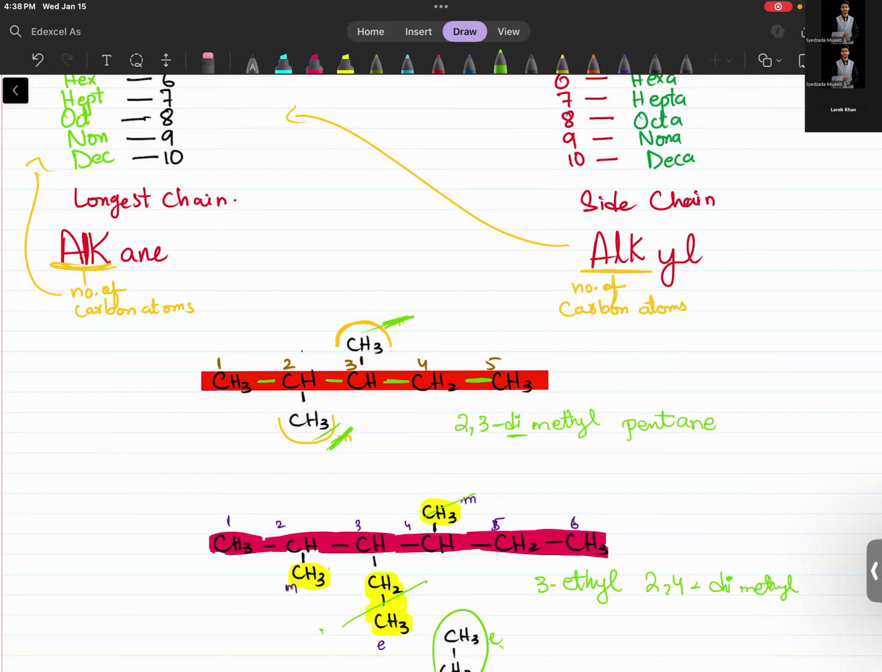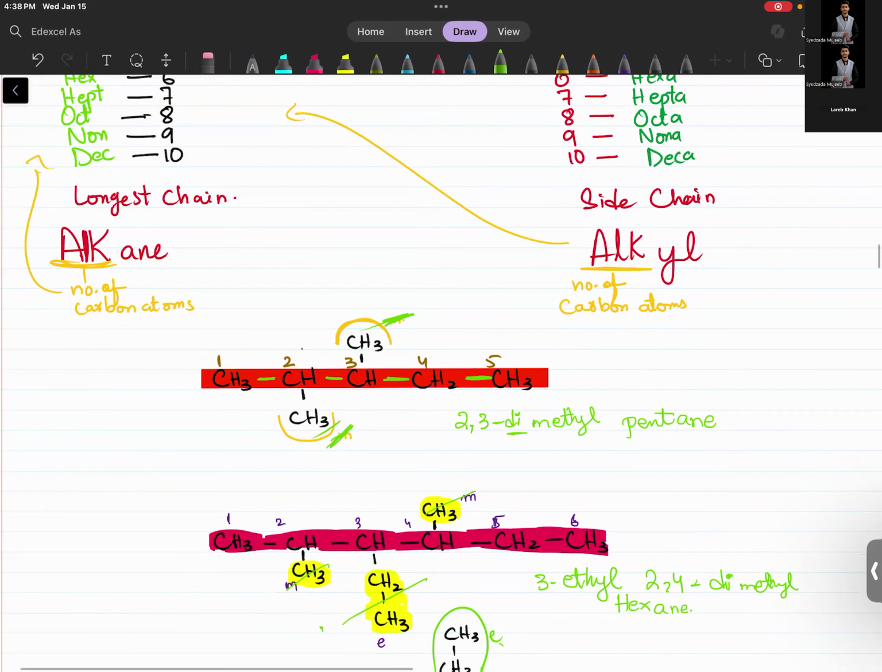We are done with all these side chains. Then I need to give the longest chain name. How many carbons are there in the longest chain? 6. Okay, 6 means that it will be hex. And what type of bond is between the carbon atoms in this chain? Single. It's like 3-ethyl-2,4-dimethylhexane.